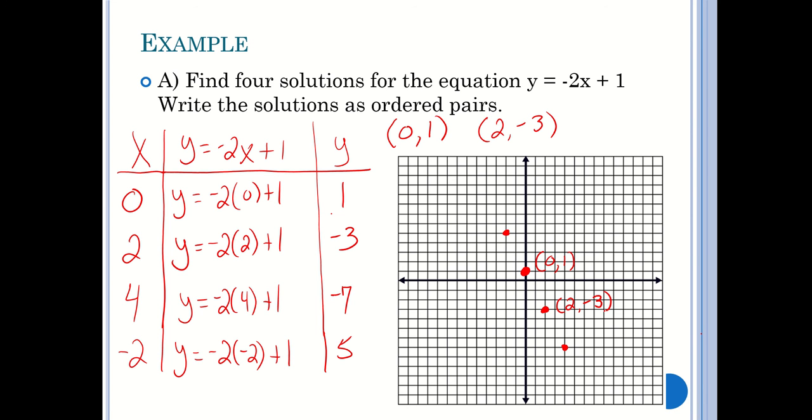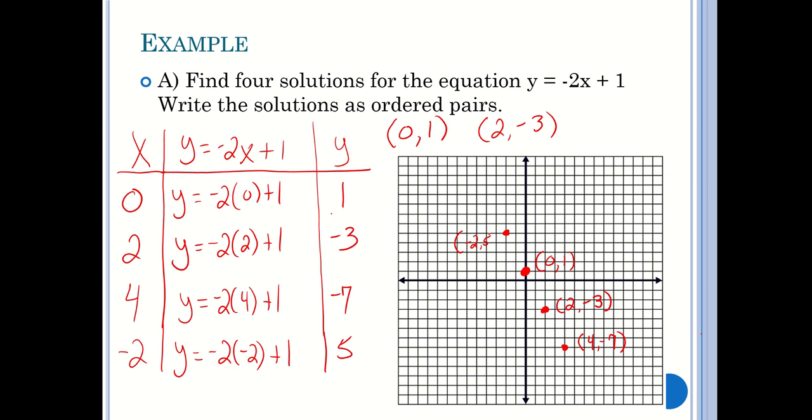(2, -3). I then subbed in x equals 4. y equals -2. Instead of x, I sub in a 4. We get -8 plus 1 is -7. So (4, -7) is right down here. And then finally, I chose x equals -2. y equals -2 times, instead of x, I sub in a -2. That gives me 4. 4 plus 1 is 5. So (-2, 5) is this point up here.